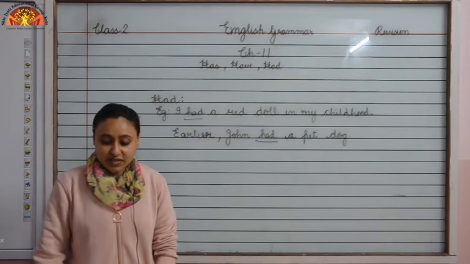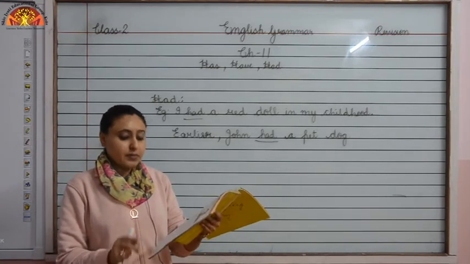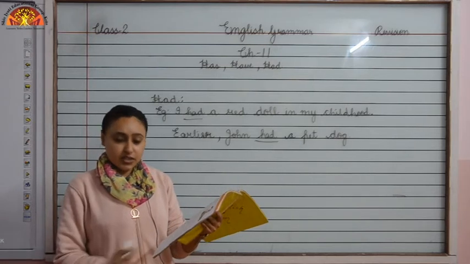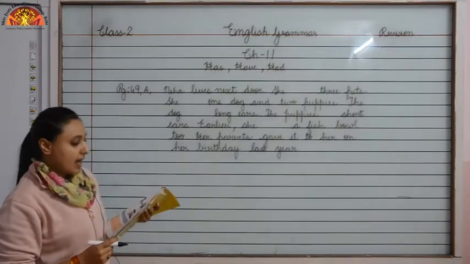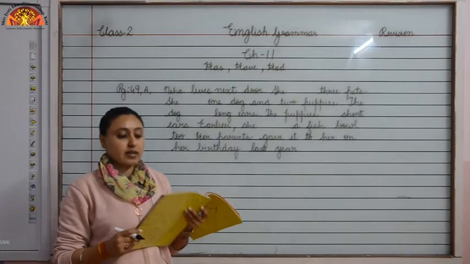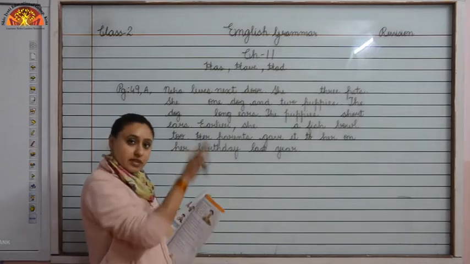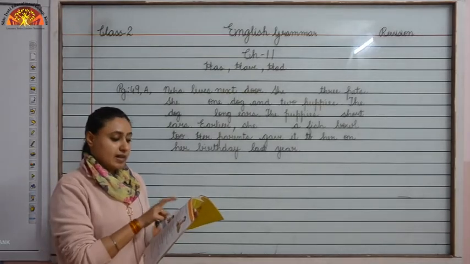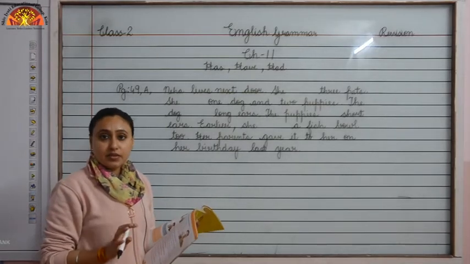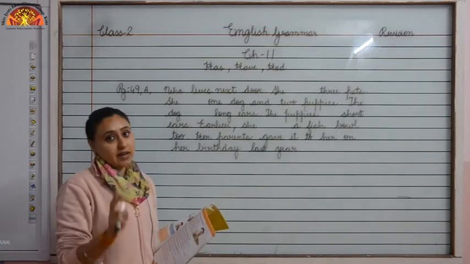Okay, so children, now we will revise book exercise of this chapter. Open your book, take out page number 49. Question A. Use has, have or had in the following paragraph. Okay, so children, when a paragraph is given to you, you have to fill it with has, have or had. We already know that we use has and have for present tense and had for past tense.